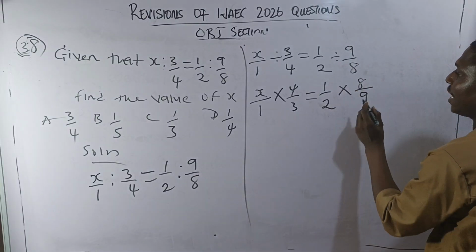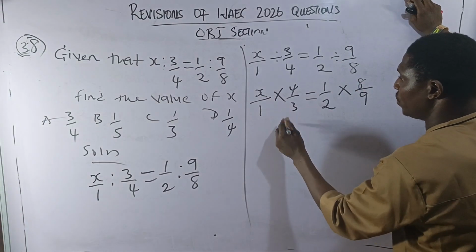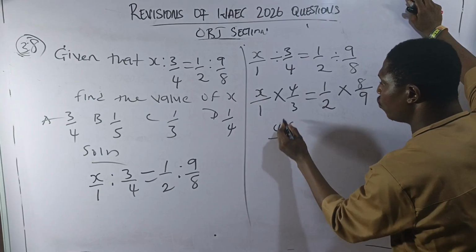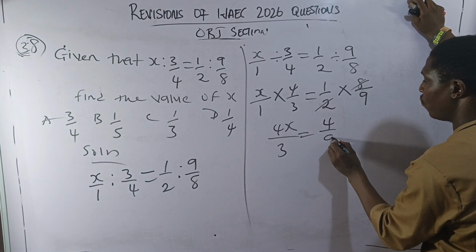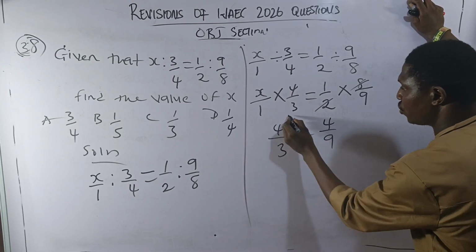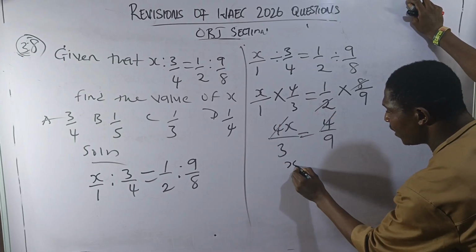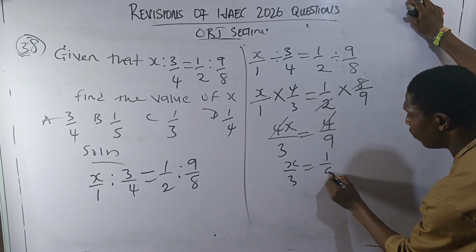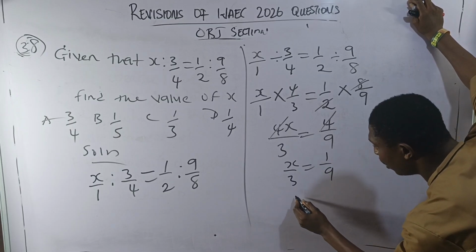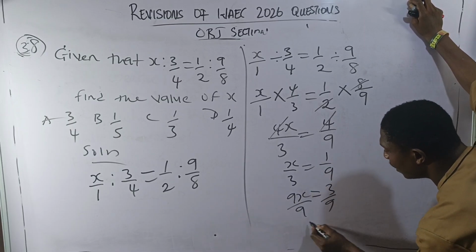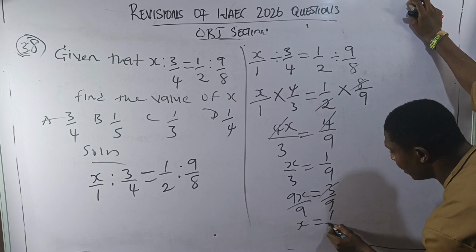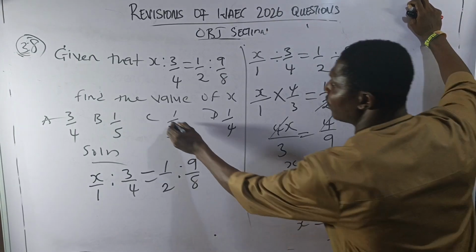If I change this to times, I will interchange the right hand side again: 8 over 9. Now, nothing can cancel here, so I simply have 4x all over 3 equal to, 2 can cancel here, will give me 4 over 9. And 4 is common, 4 can cancel 4. I'll have x over 3 equal 1 over 9. If I cross multiply, I'll have 9x equals 3 times 1, 3. If I divide through by 9, x will be equal to 3 over 9. So my answer is 1 over 3.